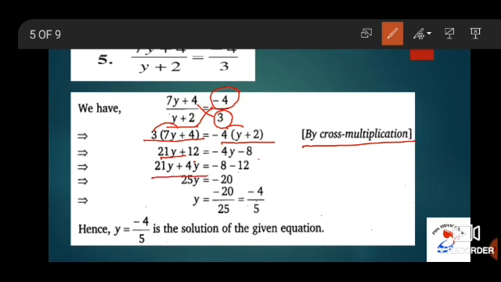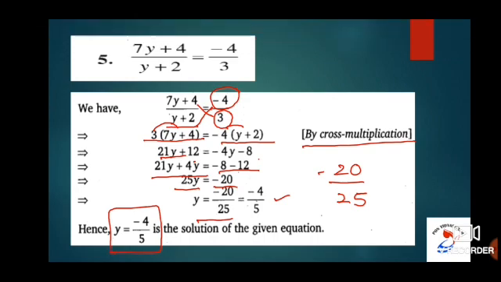21y + 4y is equal to -8 - 12, that is equal to 25y is equal to -20. So to find out the value for y, y is equal to -20 divided by 25. On reducing this to the lowest term, you will get the result as -4/5. To conclude, the solution for this problem is y = -4/5. So in both the problems, we have applied the method of cross multiplication. Children, I think you understood this problem.